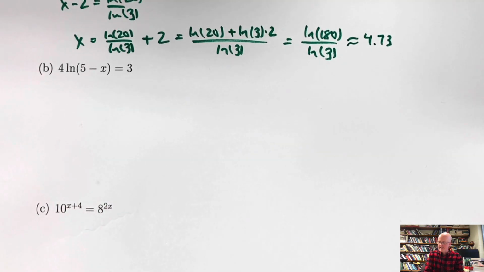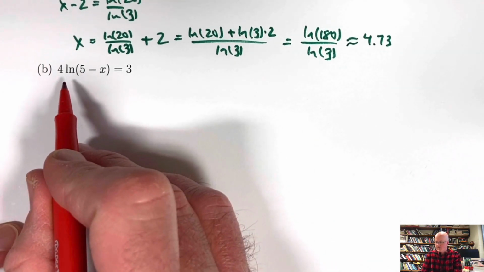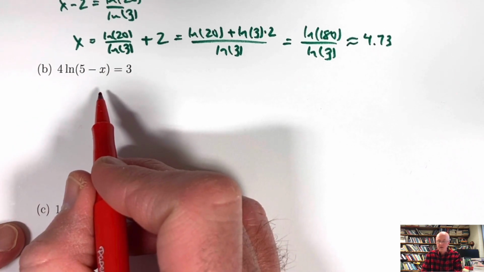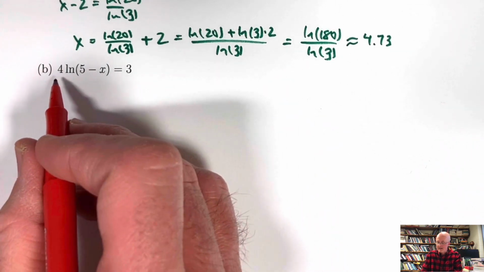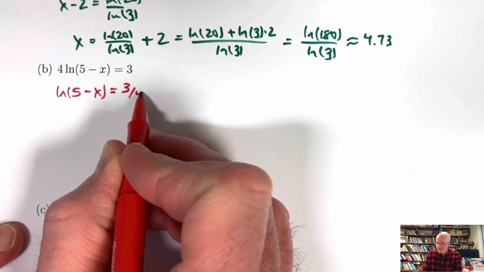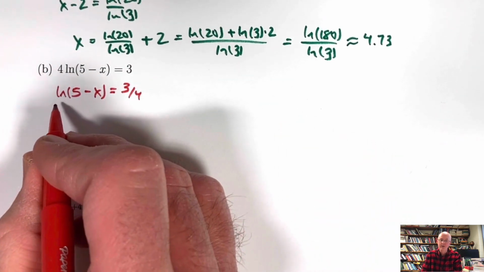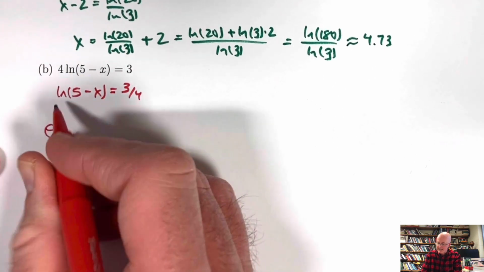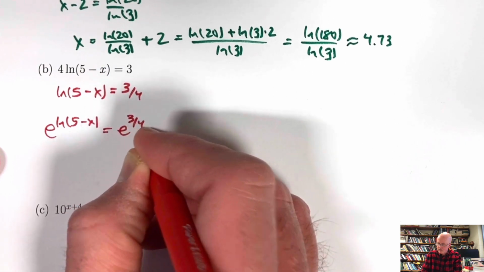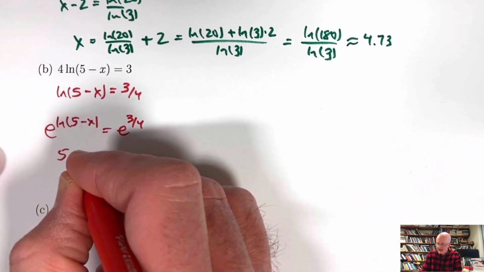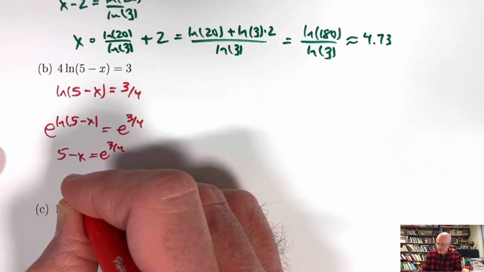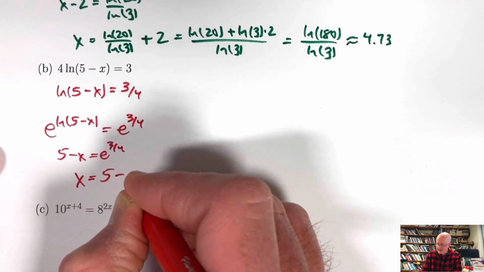Part B. This is a logarithmic equation. 4 times ln of 5 minus x equaling 3. The unknown is inside a logarithm. You want to exponentiate. Let's divide by 4 first to write ln of 5 minus x equals 3/4. Now let's exponentiate. Since this is a natural logarithm, I might as well use base e. E to the ln of 5 minus x must equal e to the 3/4. These cancel each other out. 5 minus x equals e to the 3/4. Add x to both sides and subtract e to the 3/4. I'd get x is 5 minus e to the 3/4.